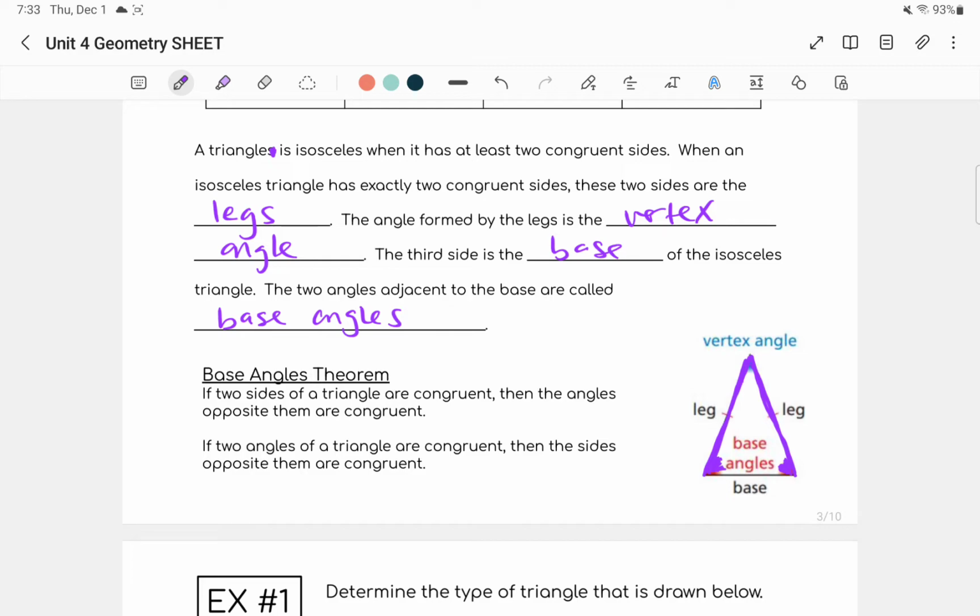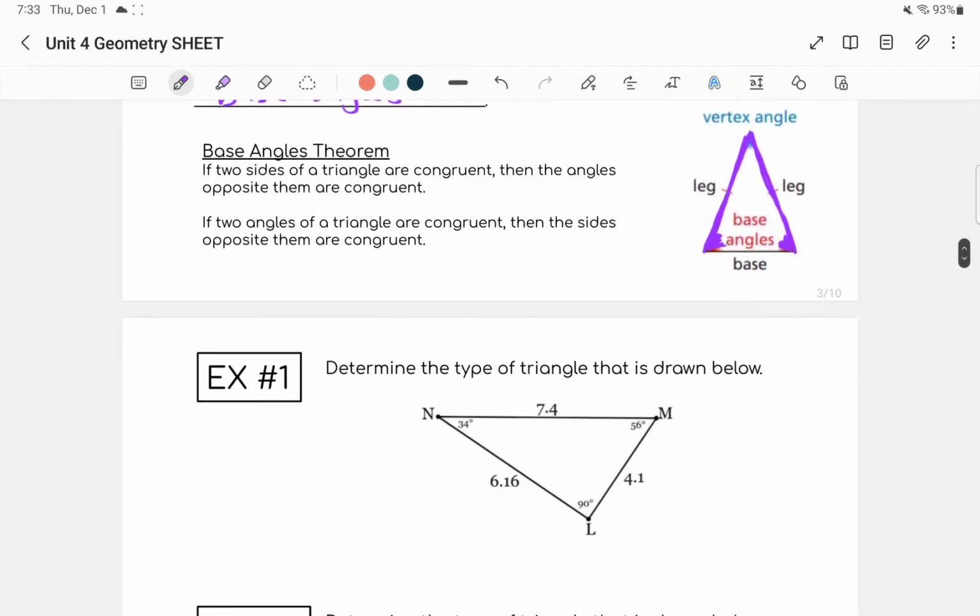If two sides of a triangle are congruent, then the angles opposite them are congruent. And if two angles of a triangle are congruent, then the sides opposite them are congruent. And so we'll see what we mean by that when we get into those examples. So let's look at example number 1.